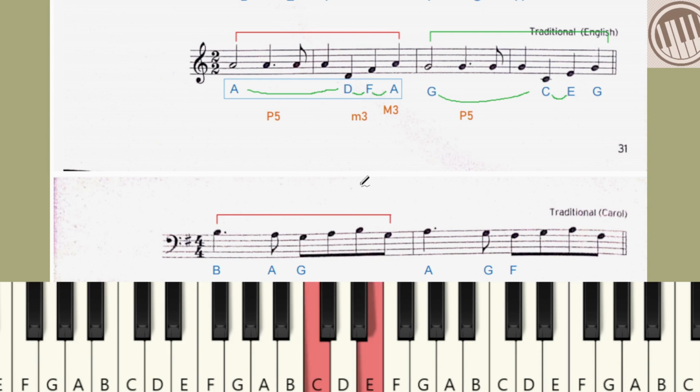C, D, E. We have 4 steps up. And this is going to be a major third. Next we have from E to G.